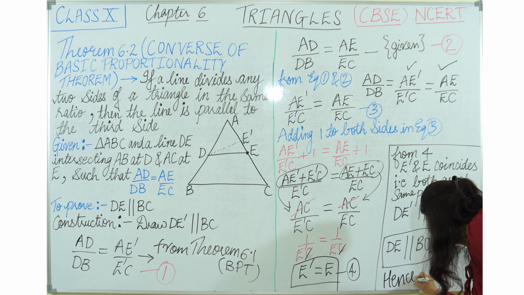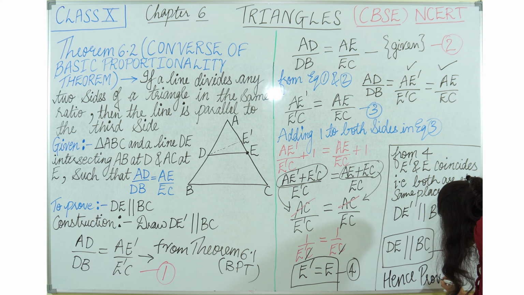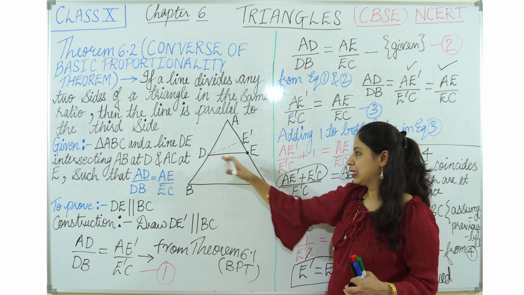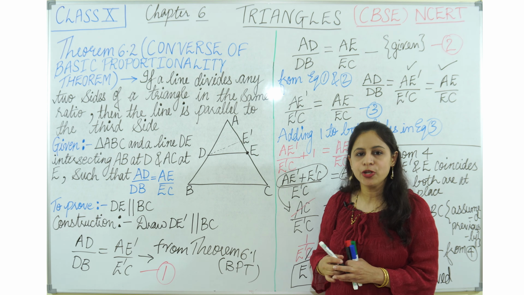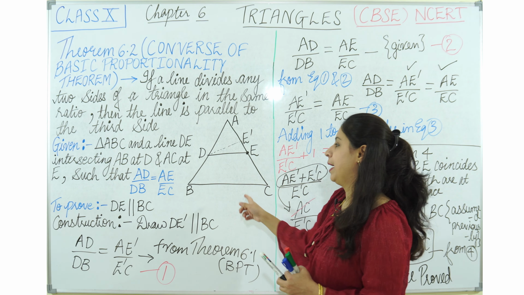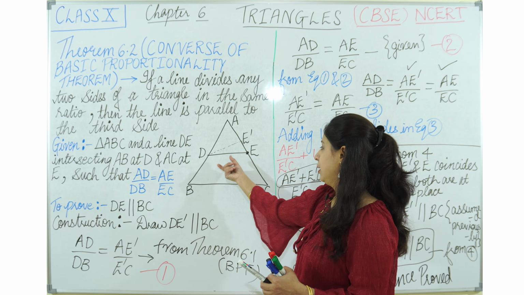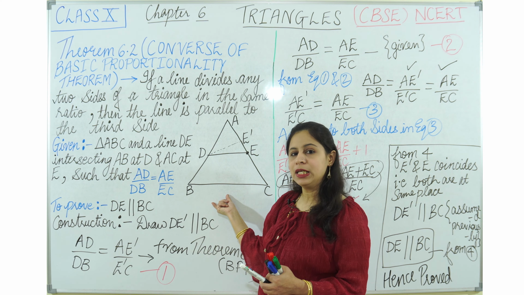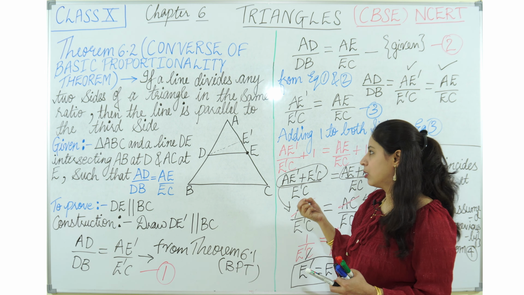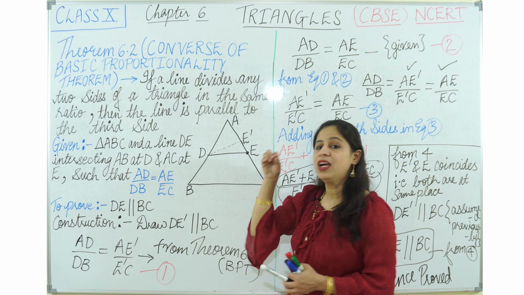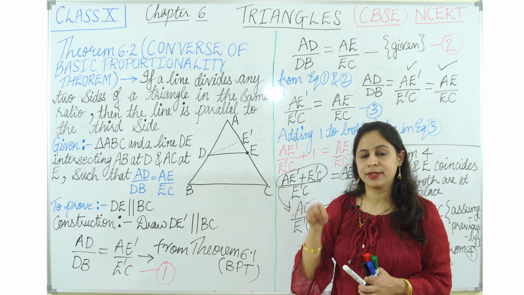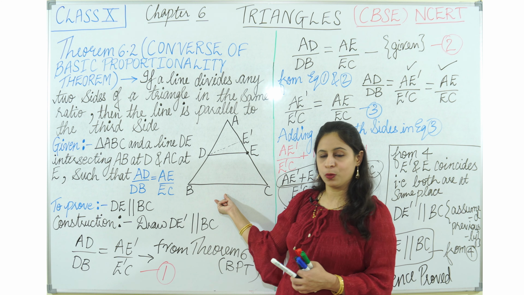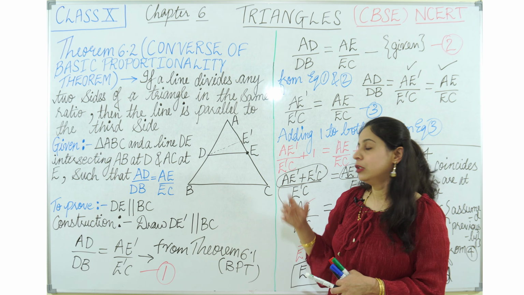And this thing only we need to prove over here. Hence proved. Because we need to prove that the line which is dividing the two sides of the triangle in the same ratio is parallel to the third side. So the third side is BC and the line is DE. We have assumed previously that DE dash is parallel to BC, and now since we got a conclusion that E dash and E coincide at the same point, DE is parallel to BC. Okay, so in this manner we need to prove this theorem.